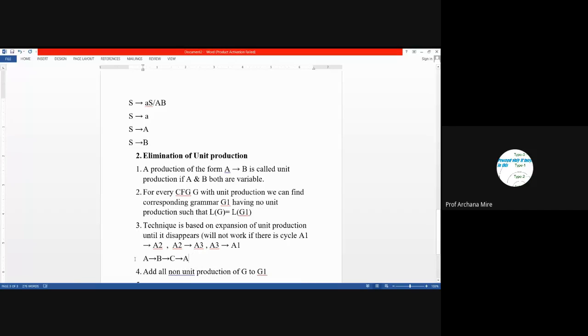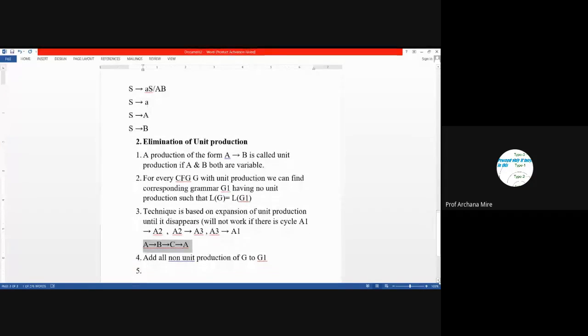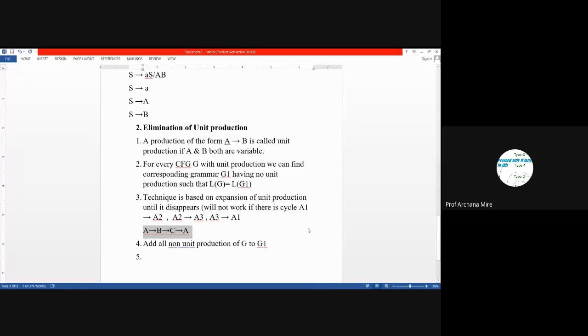If such a type of cycle exists, then we cannot remove any unit production. And if such cycles exist, then we will need to remove them first. So we will not work if there is a cycle A1 leading to A2. This A1, A2 is just the name of different non-terminals. Non-terminal A leading to B, leading to C, leading to A. This is a cycle. If such a cycle exists, we cannot remove such unit production.